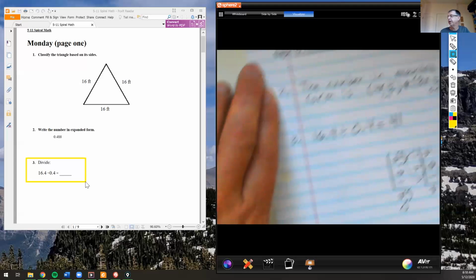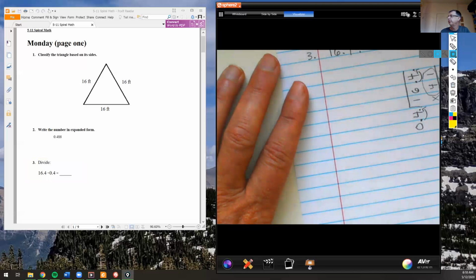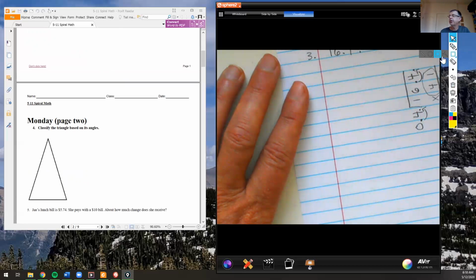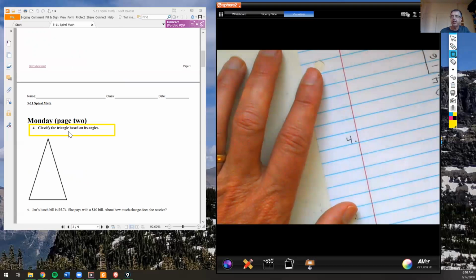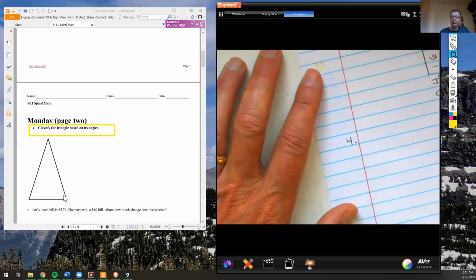Now we'll go ahead and move on down to our next problem. Number 4, this time we're going to be focusing on classifying the triangle based on its angles. So the key here is that we are looking at the angles. We don't care about the sides here. We don't care whether it's an isosceles or scalene or equilateral triangle. We're looking to see if its angles classify as acute, obtuse, or right. There are no right angles on this thing, so I know it's not a right triangle.